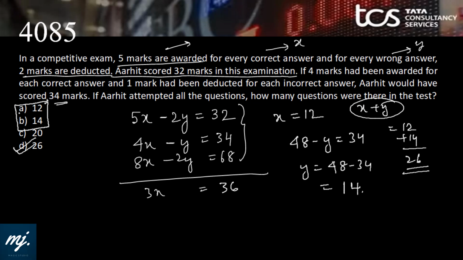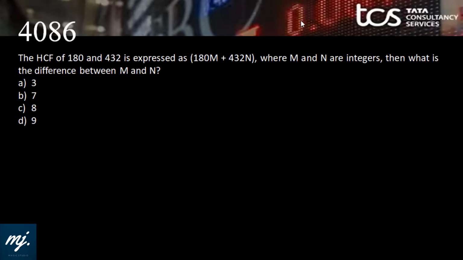Just to deceive, 12 and 14 are also there in the options because I have seen people marking 12. Read the question carefully. They have asked how many total questions are there in the test, that is 26, and not how many correct answers he has written. He has written 12 correct answers, 14 are the wrong answers, but the total number of questions asked is 26.